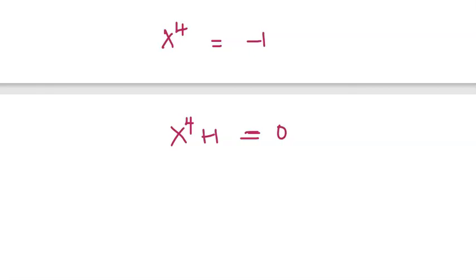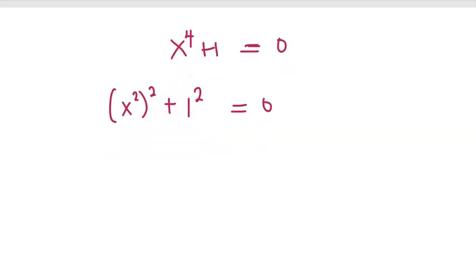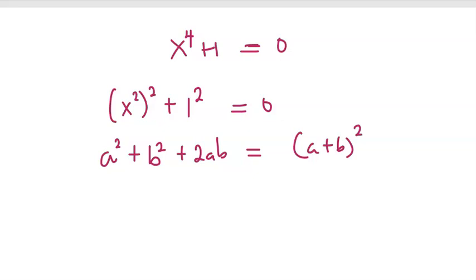Now let us think about this. We can rewrite this as x squared, squared, then plus 1, where 1 is 1 squared. So this is equal to 0. Let us recall this identity: a squared plus b squared plus 2 times a times b is equal to a plus b, whole squared. So it is a perfect square, right? So let's begin with this.